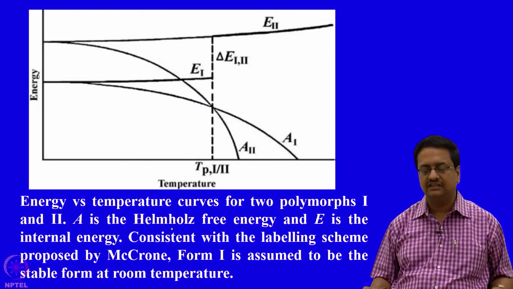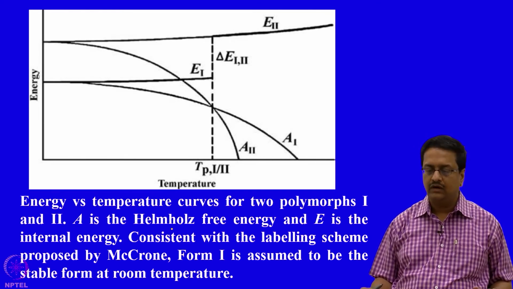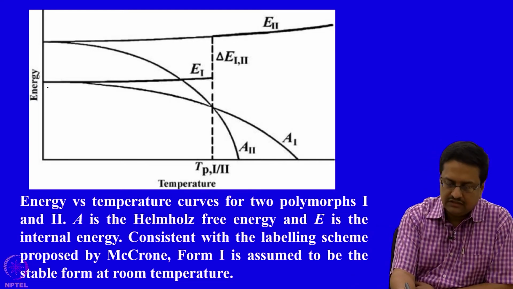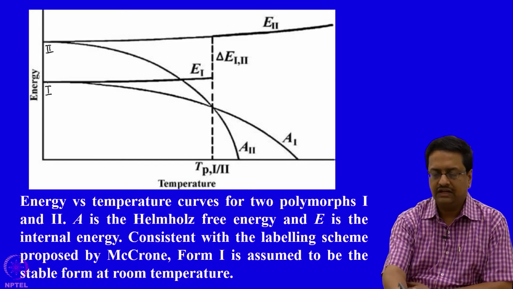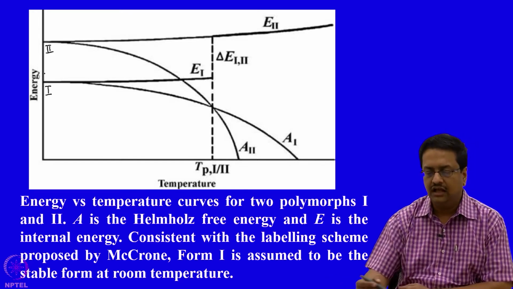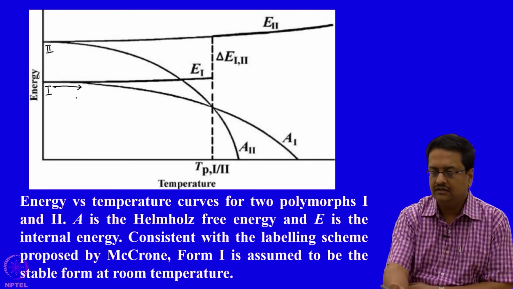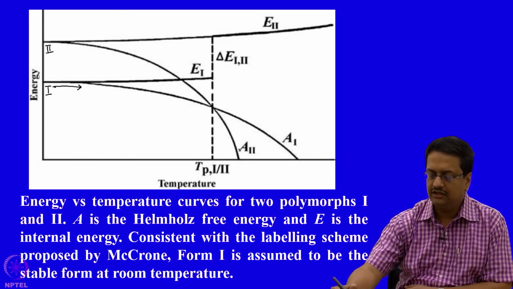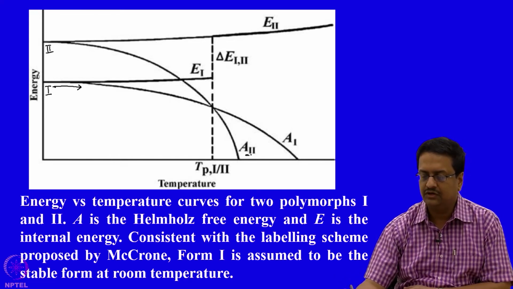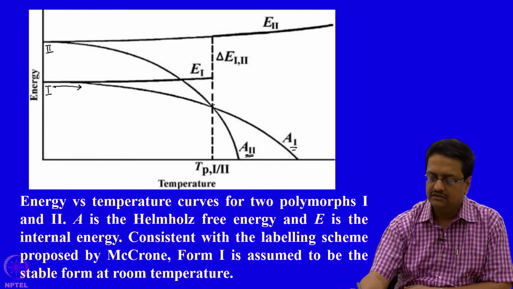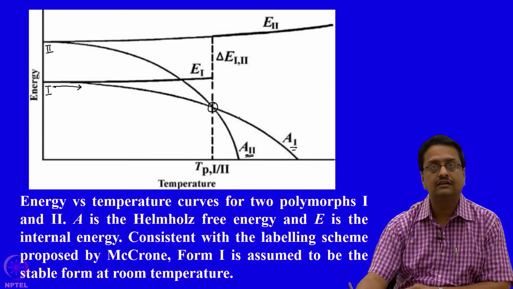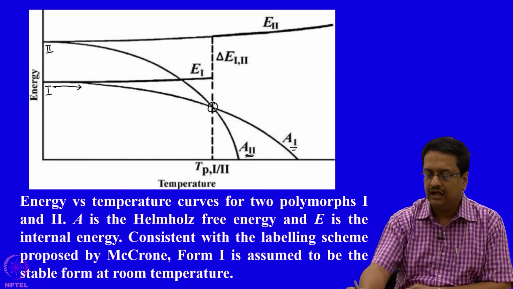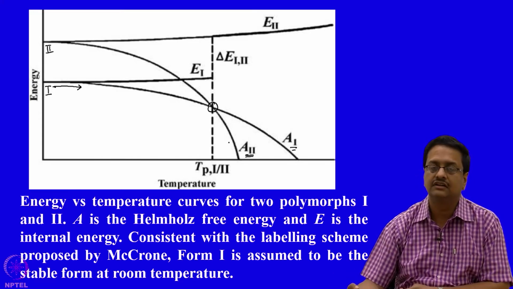If we try to plot the energy versus temperature for two different polymorphs, suppose this one is polymorph 1 and this one is polymorph 2. The energy of polymorph 1 is lower than that of polymorph 2 at very low temperature, and as we increase the temperature, at one point the Helmholtz free energy, the A value for form 2, meets the A value of form 1 at this junction, and beyond this point the A value for form 2 is lower than form 1. So, if we heat form 1 at this transition temperature, form 1 should get converted to form 2 and exist at higher temperature.